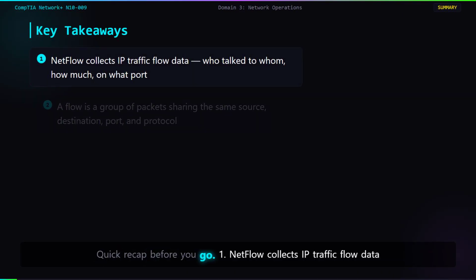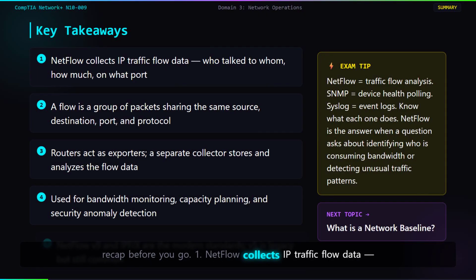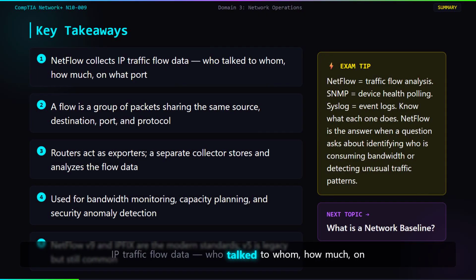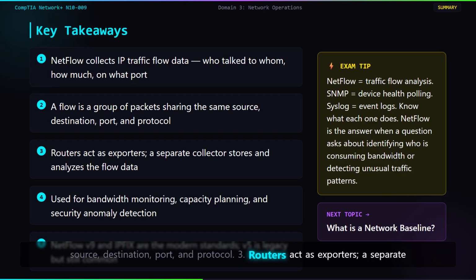Quick recap before you go. 1. NetFlow collects IP traffic flow data. Who talked to whom, how much, on what port. 2. A flow is a group of packets sharing the same source, destination, port, and protocol. 3. Routers act as exporters. A separate collector stores and analyzes the flow data.